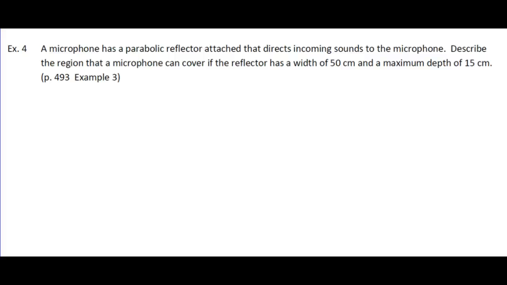A microphone has a parabolic reflector attached that directs incoming sounds to the microphone. You've probably seen them at sporting events, guys walking around with these parabolic microphones, and they point it. Because of the parabolic shape, like satellite dishes in the shape of a parabola, they focus the incoming sound or radio signals at a point, which can then be picked up by a receiver, in this case the microphone.